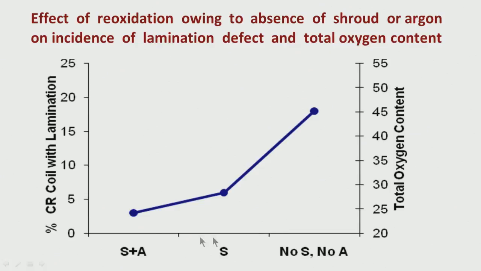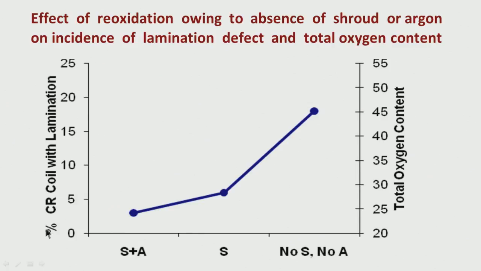So, just imagine if you do not use this refractory shroud or argon, we have a very high amount of total oxygen, that means a high amount of oxide. So, it is a problem for oxide cleanliness, it is not desirable. So, we must use refractory shroud, we must use argon cover, argon shrouding, to get a good amount of cleanliness.